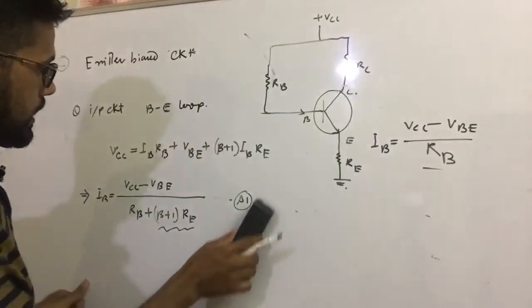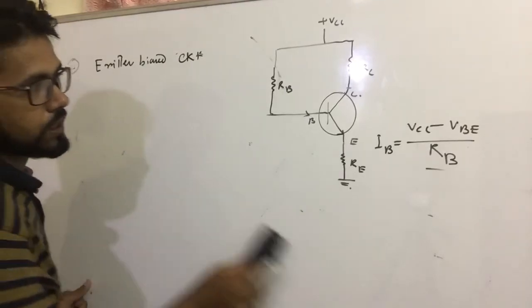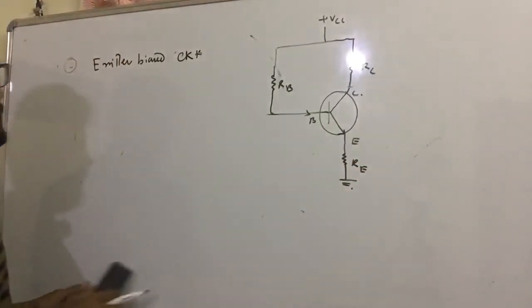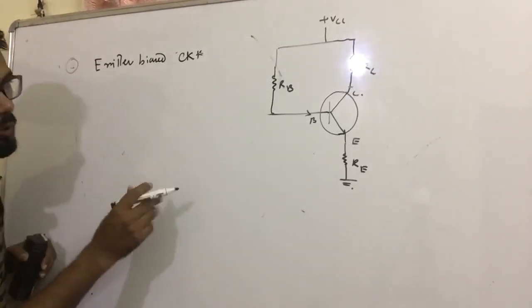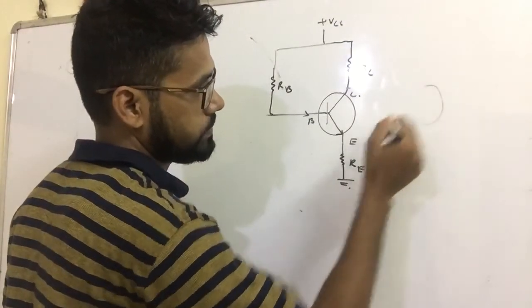Similarly, in the output circuit: this is the input circuit we have just calculated, and we already calculated the output circuit. If we see the output circuit, it will be like that. I am drawing the output circuit here.